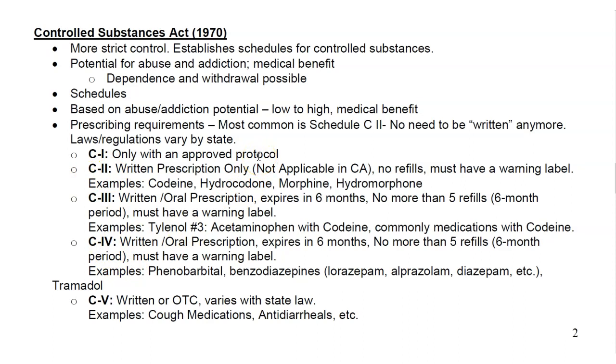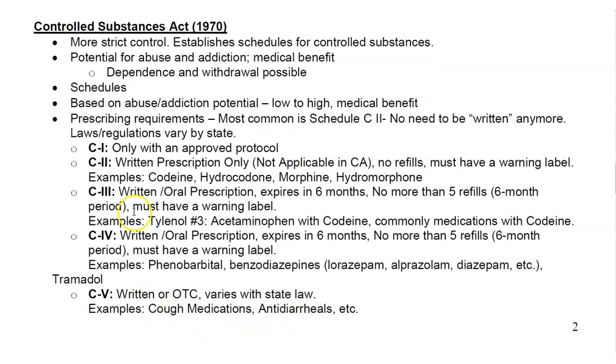Now we have Schedule 5, which is requiring written, and some of them can be an over-the-counter medication depending on the state laws. Example would be cough medications and antidiarrheals. The reason for that is some antidiarrheals contain opioids, and also some cough medications tend to be abused. So for testing purposes, no Category 2 and Category 4.